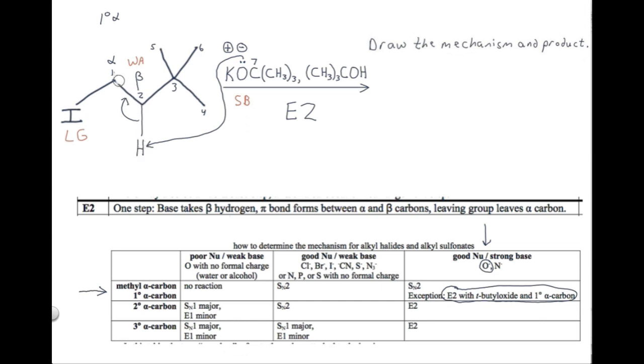and we use those electrons to form a pi bond between carbon 1 and carbon 2, and then we need an arrow to show the leaving group leaving the alpha carbon. So here's our arrow to show the leaving group leaving the alpha carbon. Now we can draw the product from this step. Don't start drawing the product until you've drawn all the electron pushing arrows. Always draw all the electron pushing arrows before you begin drawing the product.